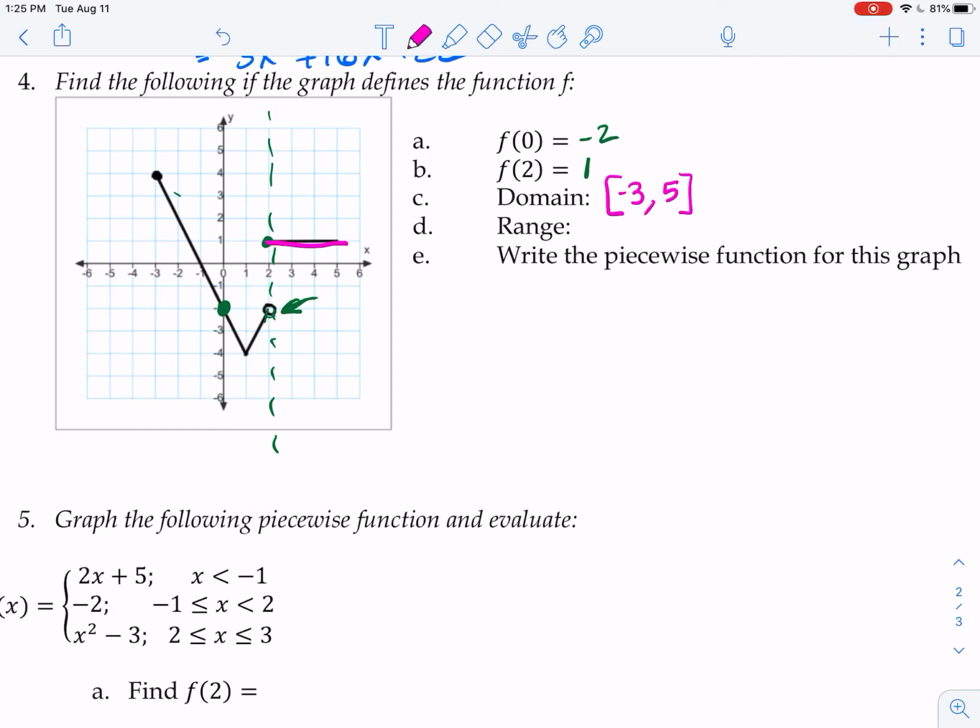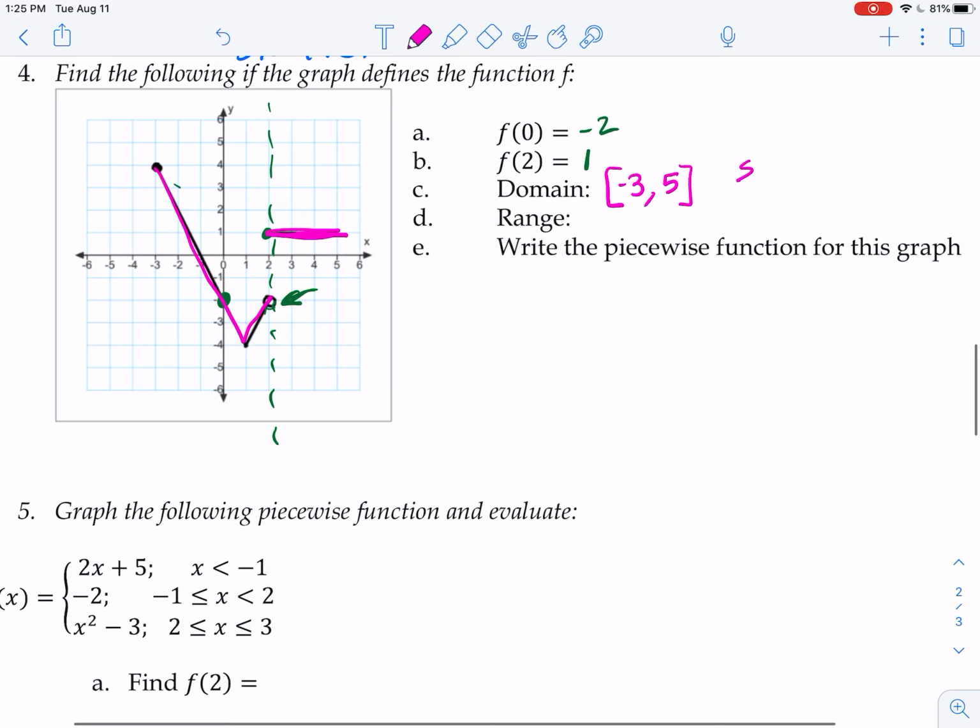Okay, so domain, this is the answer, or you could say x such that, here's how I would say it. Such that -3 is less than or equal to x, which is less than or equal to 5. That would be the same thing in set notation. Okay, notice what I have here. There's just so much going on.